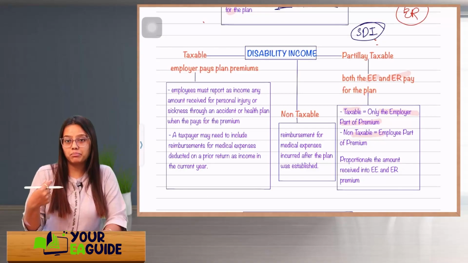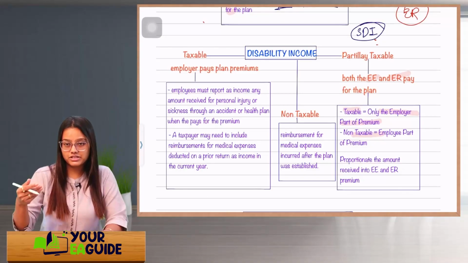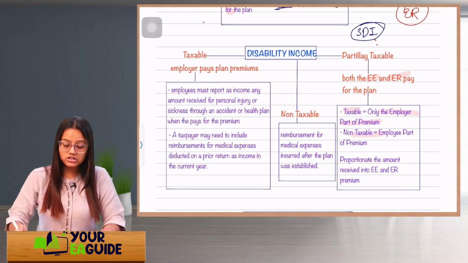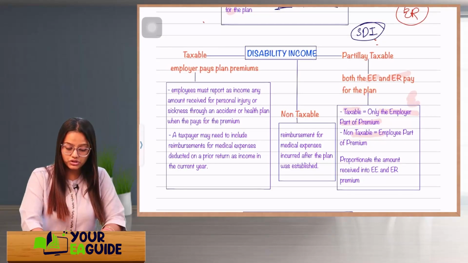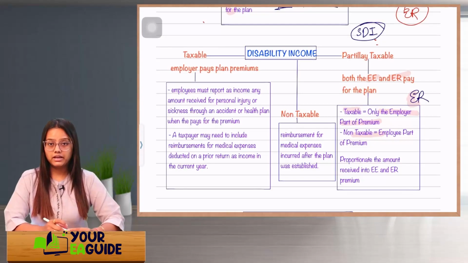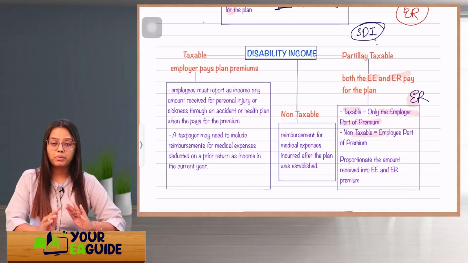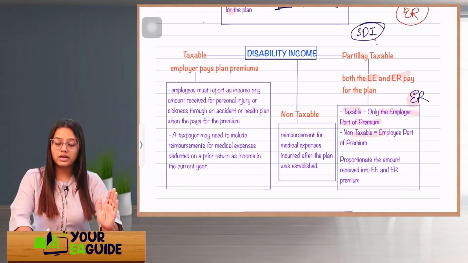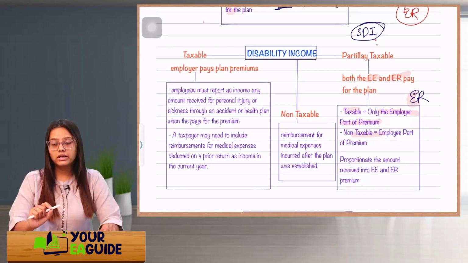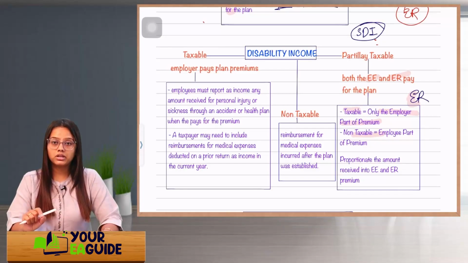Why should the employee spend on the insurance premium expense also, and when they receive the disability income, it should be taxable? This is unfair, right? So only the employer's portion will be taxable over here. See, they will give you the lump sum amount, you have to proportion it. How much cost the employee incurred, how much cost the employer incurred, and based on that only the employer's portion will be taxable, not the employee's.